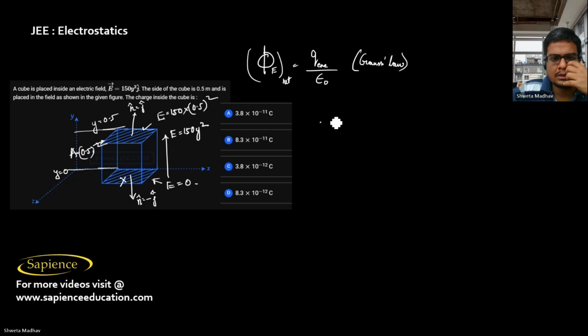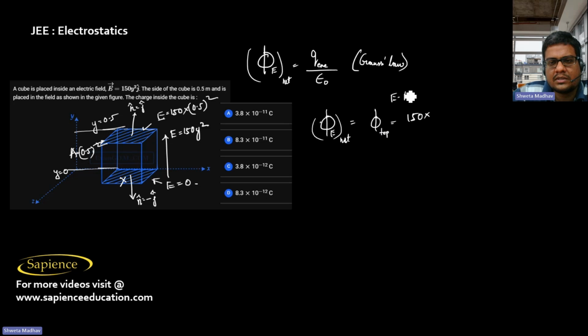Therefore, the net electric flux to the cube is the same as the flux through the top surface. Simply it is E into A, actually E dot A. 150 into 0.5 whole square, 0.5 whole square. So this will be 150 into 1 by 4 into 1 by 4. So that is 1 by 16.